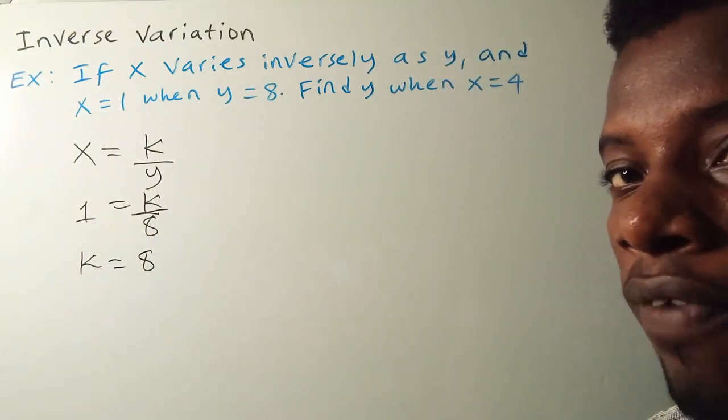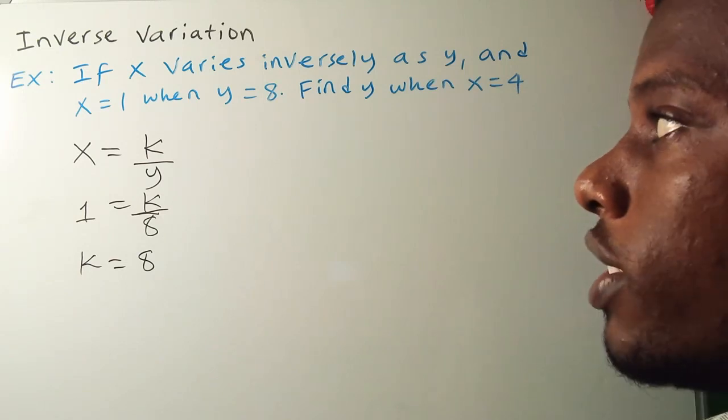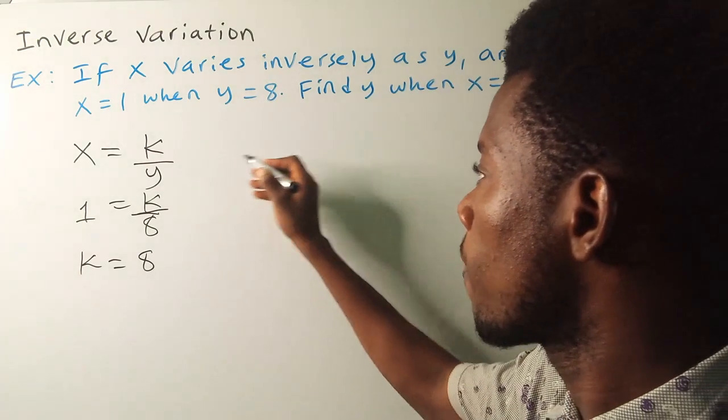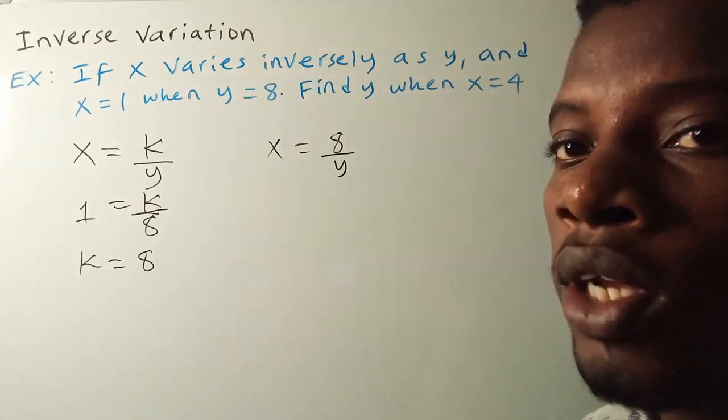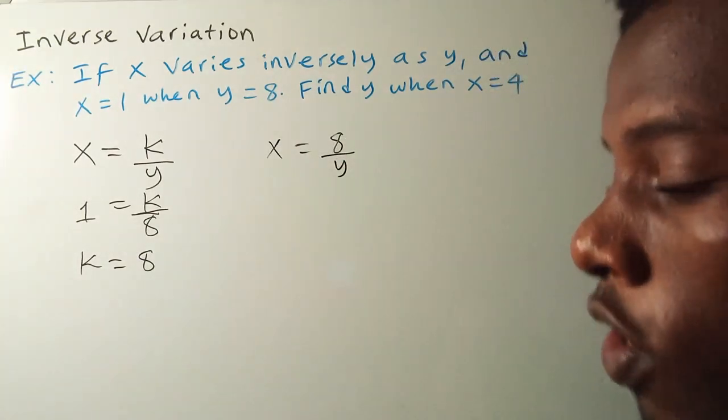K is equal to 8. Therefore, the equation that connects x and y will be x is equal to 8 over y. This will be the equation that connects x and y. Just replace the value of k.